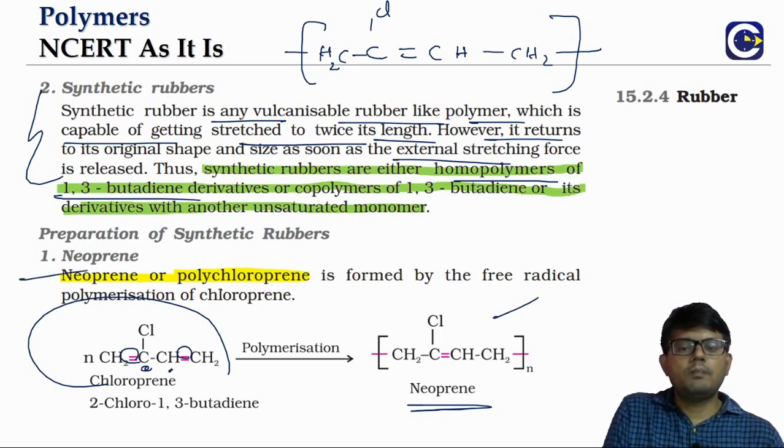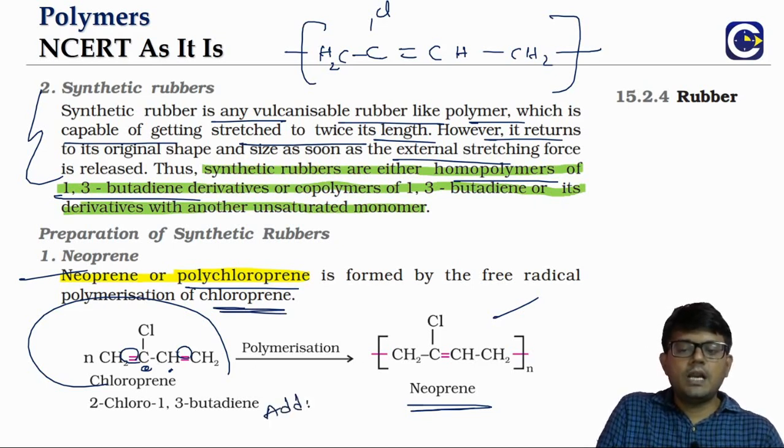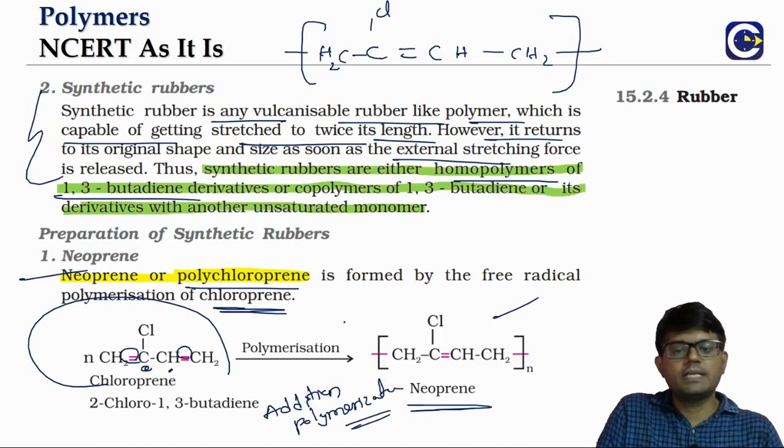So neoprene or polychloroprene, right? It is formed by the free radical polymerization of the chloroprene. It's what? Addition polymerization. Because of unsaturation, right? The polymerization is an addition polymerization. Just like our PVC or polythene formation, this is also what? Addition polymerization. Okay, so we can have the synthetic rubbers obtained either from the homopolymers of 1,3-butadiene derivatives. Example for this is what? Neoprene.